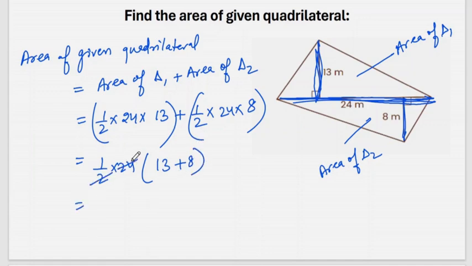Okay. So you will get 12 into 21 and you can finally get the answer as 252 meter square or square meter. Okay. So we got the value of area of given triangle. Okay. Next question.